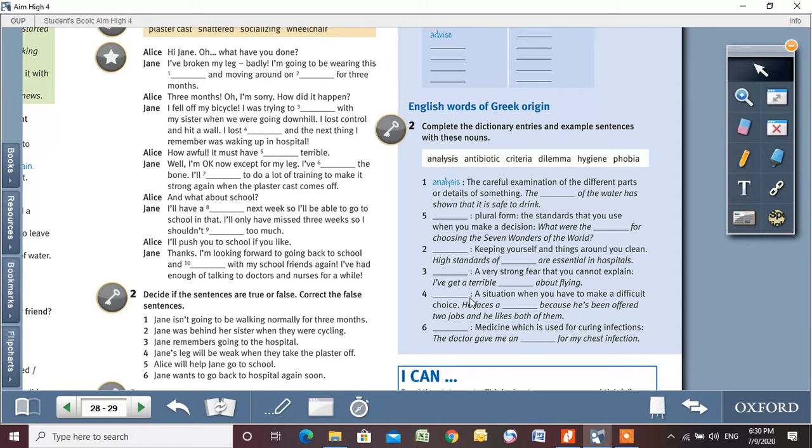So phobia is a very strong fear that you cannot explain. So for example, you say, I've got a terrible phobia about flying.